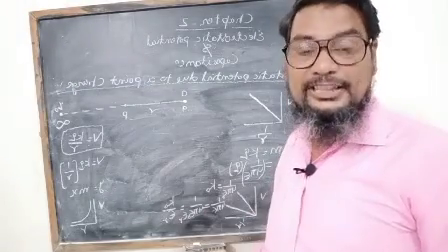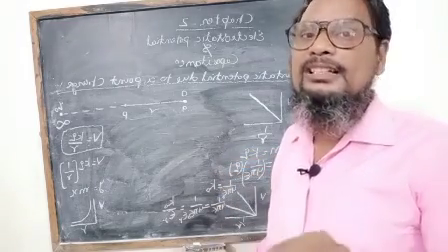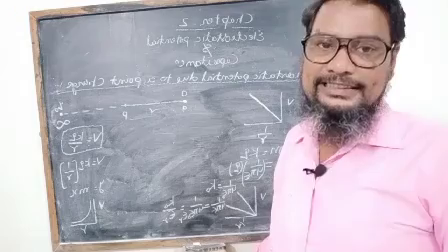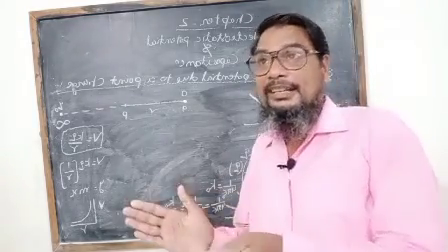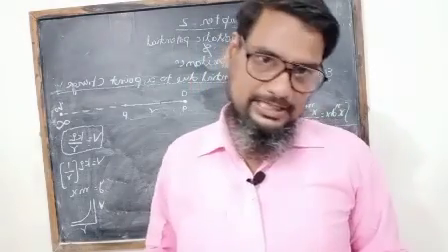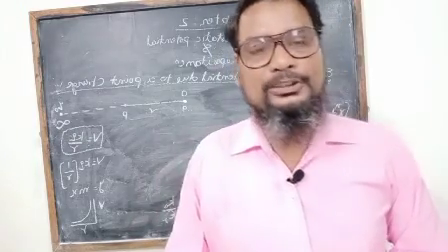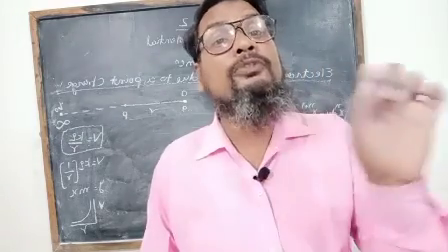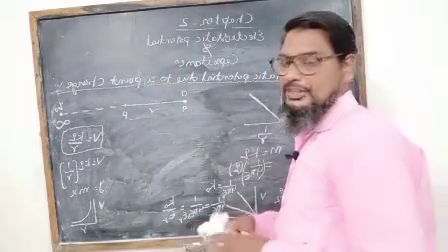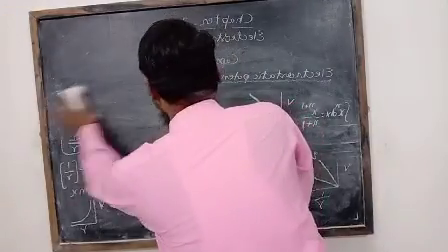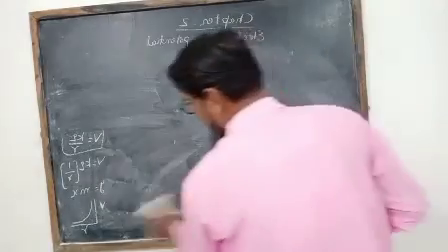Now we shall discuss a new topic, that is the equipotential surface. What is that? We know that equi means equal, potential means potential, surface means surface. It means a surface that has equal potential at all of its points. A surface that has equal potential at all of its points is called the equipotential surface.